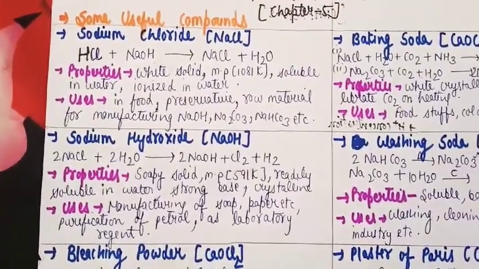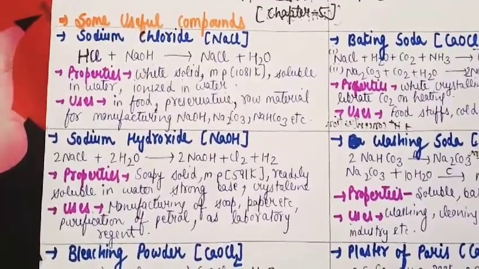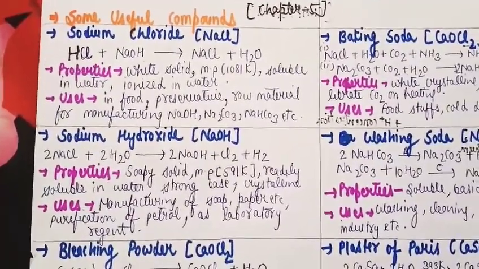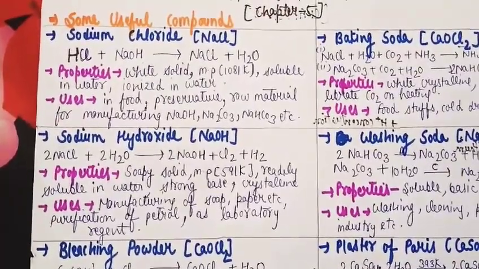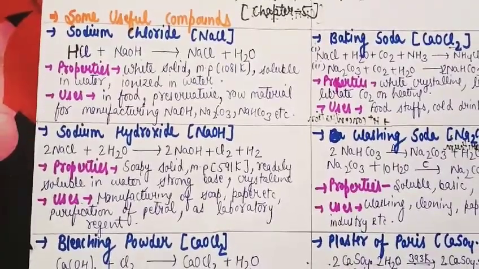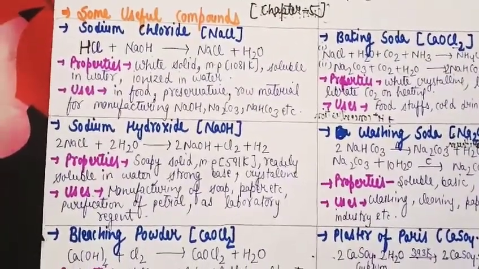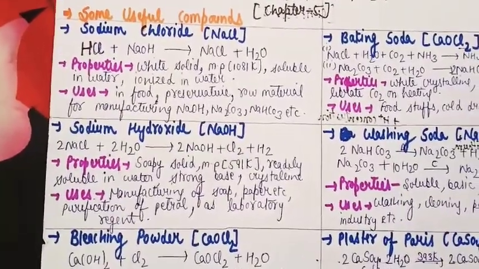Sodium chloride is a common salt. It is a salt of a strong acid and a strong base, and as you all know, the pH value of sodium chloride is 7 due to its neutral nature. Sodium chloride is commercially manufactured by drying seawater. Here is a reaction by which we obtain sodium chloride.